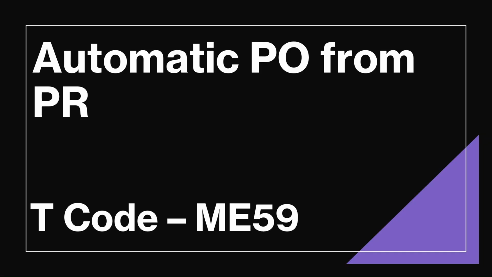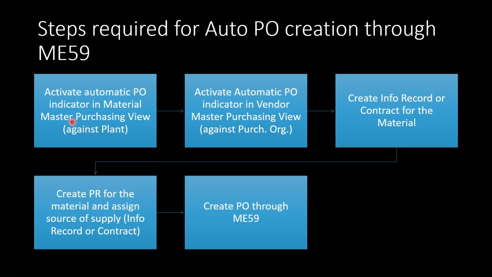Now let's dive into today's topic. First let's see what all steps shall be required for auto PO creation through ME59. So the first step shall be to activate the automatic PO indicator in the material master. Now this indicator shall be maintained in the material master purchasing view against your particular plant. Then you have to activate the automatic PO indicator in the vendor master. This indicator shall be available in the vendor master purchasing view, and you have to maintain this indicator against the purchase organization which will be placing the purchase order.